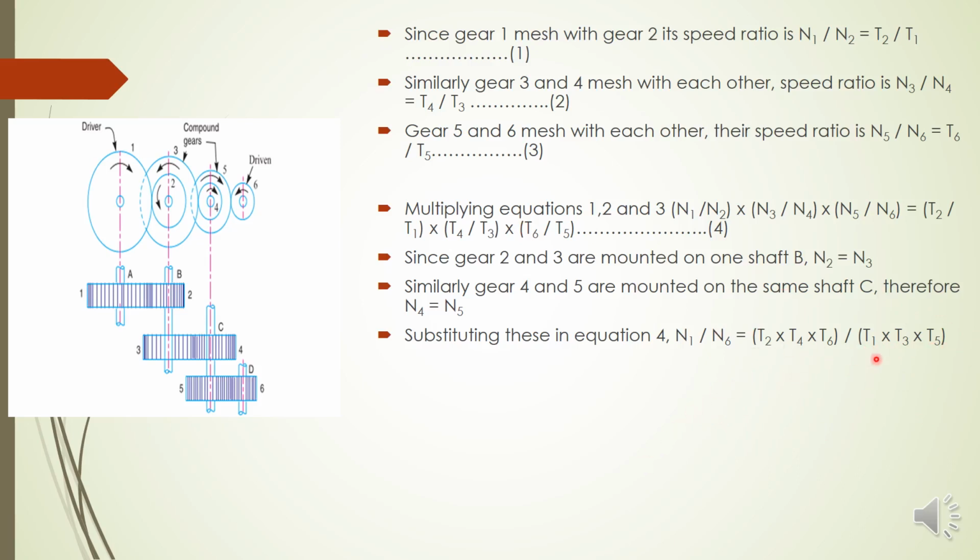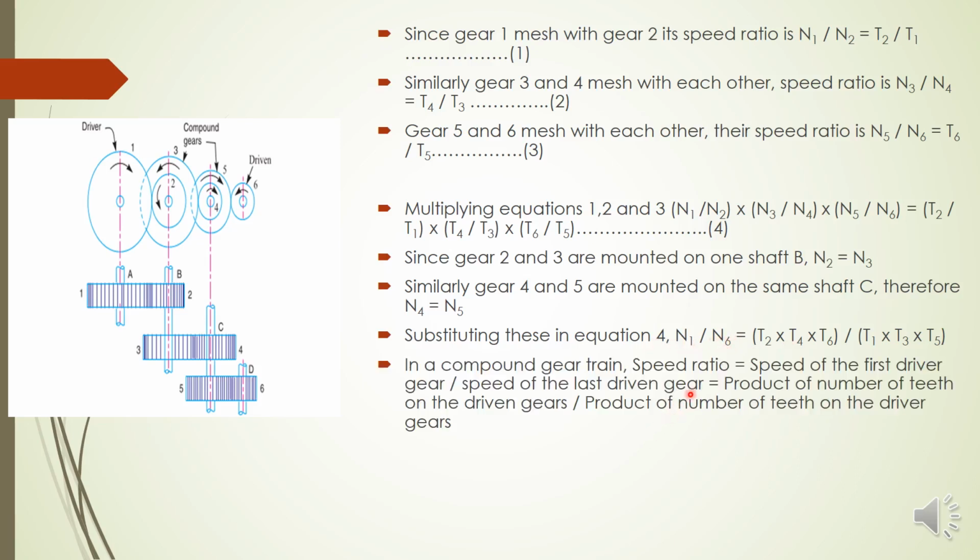Or we can generalize that the speed ratio of a compound gear train, that is the speed of the first gear to the speed of the last driven gear, N1 by N6 here, is equal to the product of number of teeth on all the driven gears divided by the product of number of teeth on all the driver gears. So without writing this equation we can write the speed ratio.